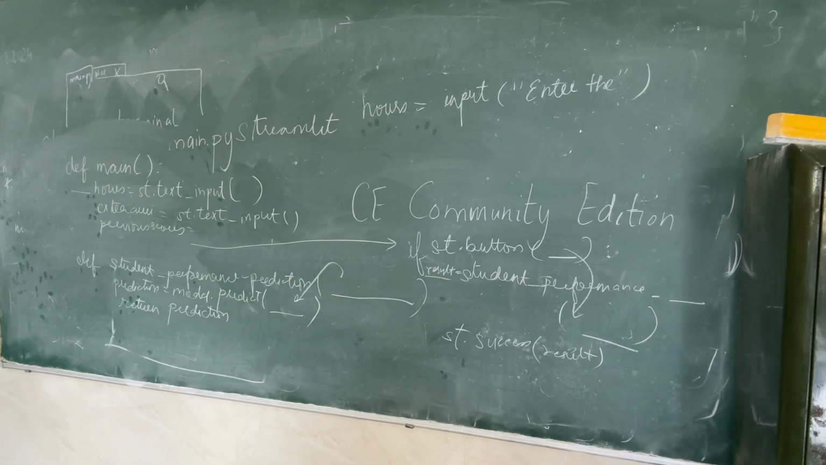st dot text underscore input, and then if you want to convert this entire thing into an integer, this entire thing will be in a bracket, and outside we'll have int. Welcome, thank you. Text underscore input. So you already have the input, right? So for now, just write st dot text underscore input like this. Yeah, so there are some errors.